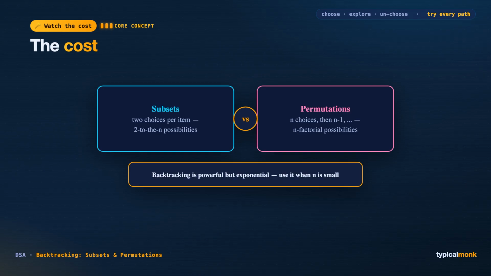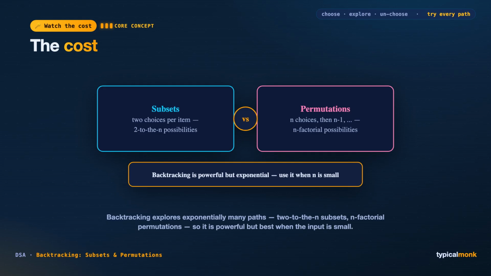So the practical rule is: use backtracking when the search space is small enough to walk, or prunable enough to tame an exponential one, and always estimate the size of the tree first, using exactly the counting you learned last class. The decision tree does not just organize the search, it tells you, in advance, whether the search is even feasible. So the takeaway: backtracking is exponential, 2 to the n subsets, n factorial permutations, so it is powerful but best when the input is small or heavy pruning tames the tree. Always size the tree first to know whether the search is feasible.